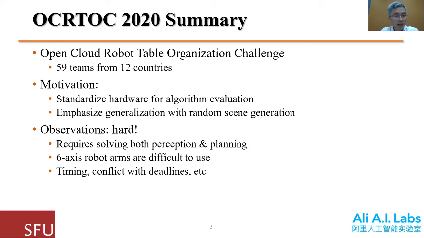And from last year's challenge, we had some observations. This is a very difficult challenge. Grasping and manipulation is really hard. And basically, it requires solving both perception and planning. And also, the 6-axis robot arms are difficult to use. And also, in the time schedule, the challenge deadline conflicted with some conference deadlines. We faced many difficulties last time.